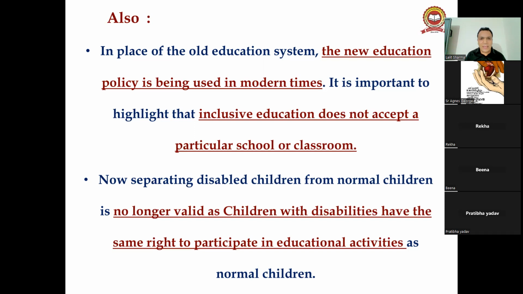It means where the normal children and the handicapped children, or any kind of disability they have, should get equal opportunities. Right now, separating disabled children from normal children is no longer valid, as children with disabilities have the same right to participate in educational activities. That's why, guys, we have three acts now in our paper. One is the Person with Disability Act 1995. One act is 2016, and one act is 1987.